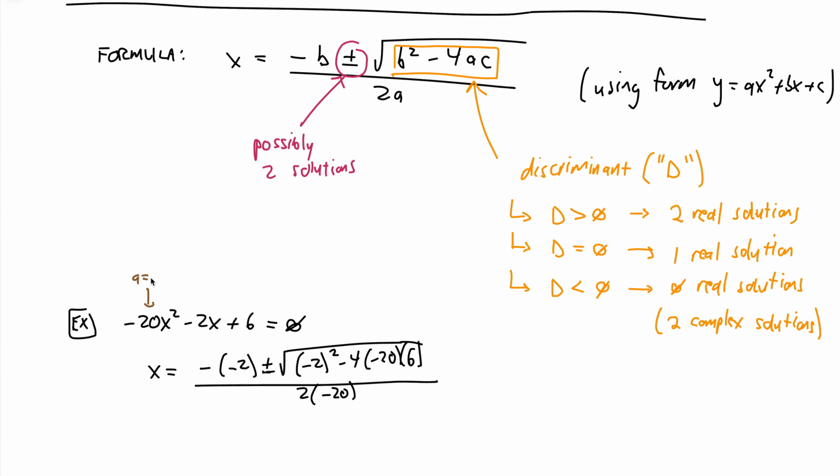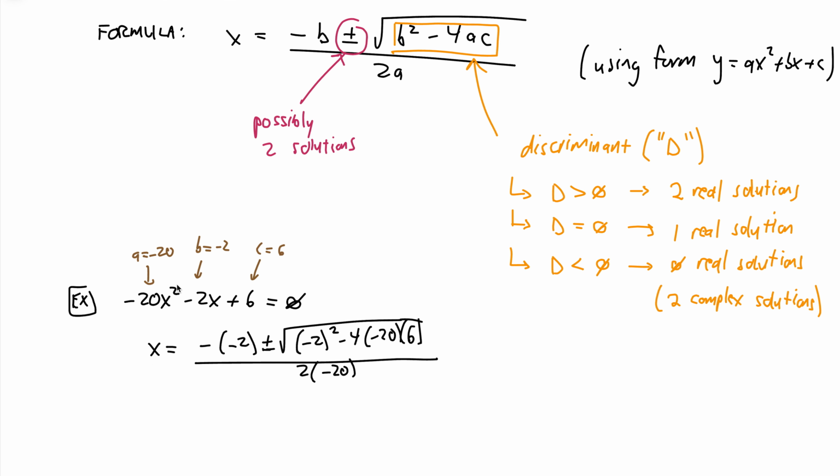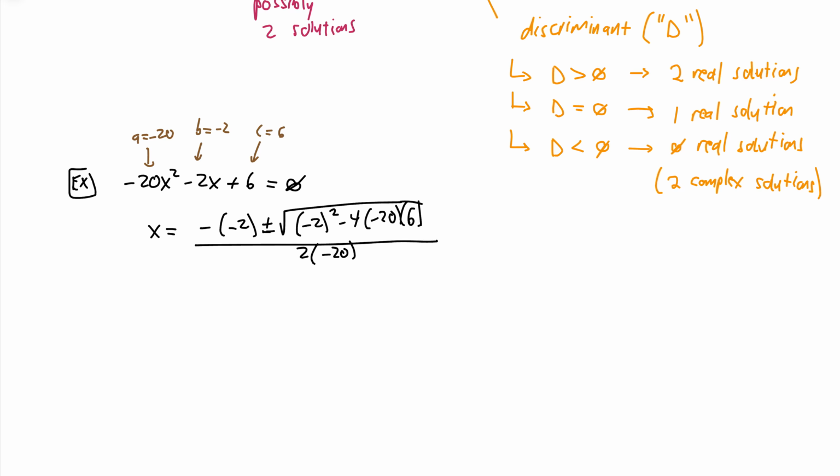So again, let me label this. A is negative 20, b is negative 2, and c is 6, okay? Just the coefficients, right? You do not include the x's at all here. A is the number in front, b is the number in front. You're not taking the x's.